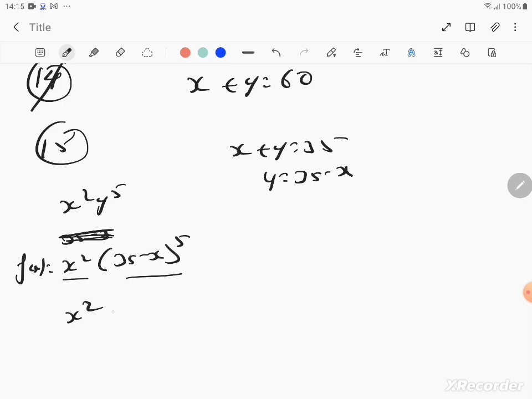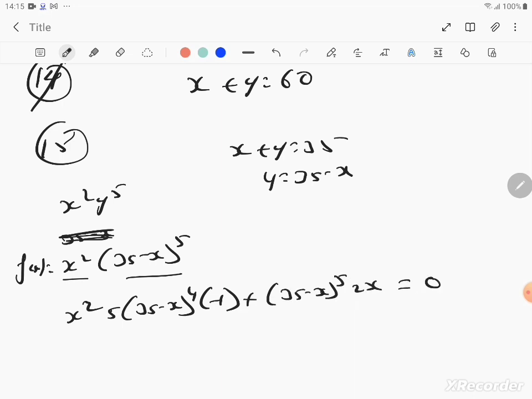The first one stays as it is. The second one can be differentiated as 5 into (35 minus x) the whole to the power 4 into minus 1, plus the second one as it is, and the first one's differentiation is equal to 0. Here I can straight away cut this off, and I can straight away cut this off. So I got a minus 5x.